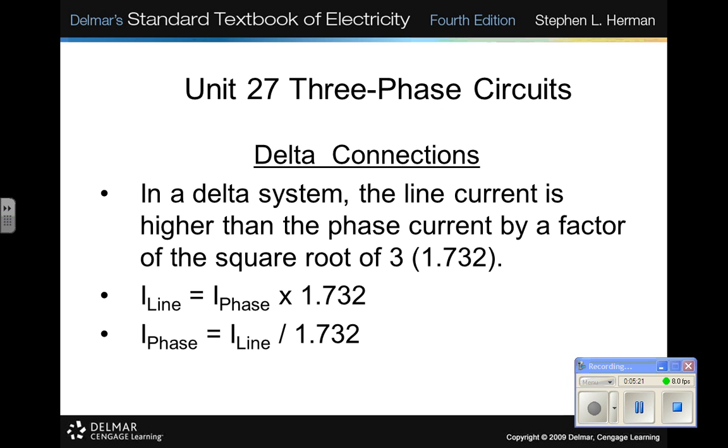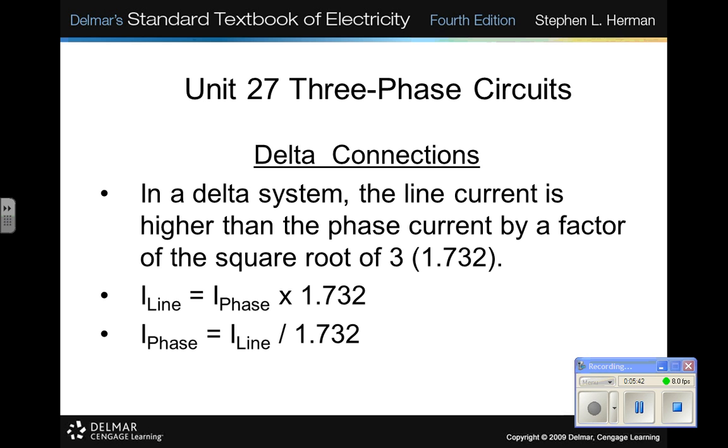Okay, now we're going to talk about delta connections. Completely different. In a delta system, the line current is higher than the phase current by a factor of the square root of 3. In other words, it's the same rule. The phase times square root of 3 is the line, except now we're talking about the current.